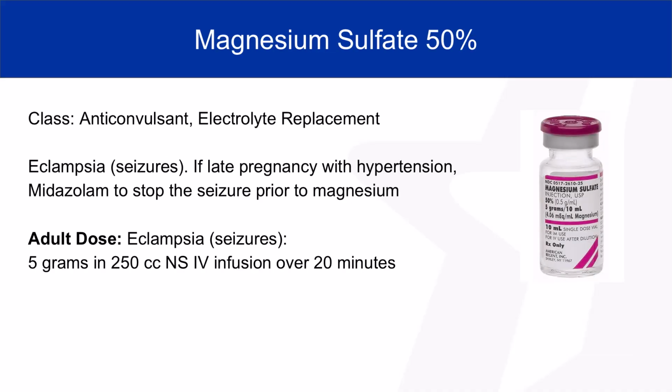Magnesium sulfate 50%. The class is an anticonvulsant and electrolyte replacement. Indications include eclampsia or seizures. If late pregnancy with hypertension, midazolam to stop the seizure prior to MAG. The adult dose for eclampsia includes 5 grams in 250 cc's of normal saline, IV infusion over 20 minutes.